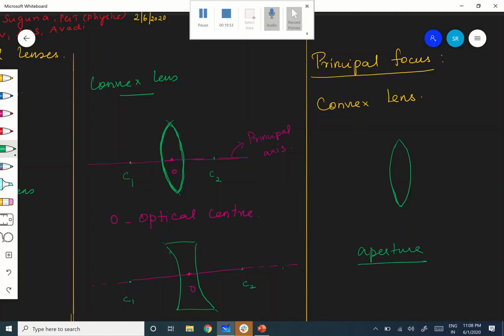Therefore, aperture means the diameter is very small, and that is what is called a thin lens. What we are going to deal with here is only the thin lens. Okay, right. Now, therefore, let me draw the principal axis. Now, what is the principal focus of a convex lens?